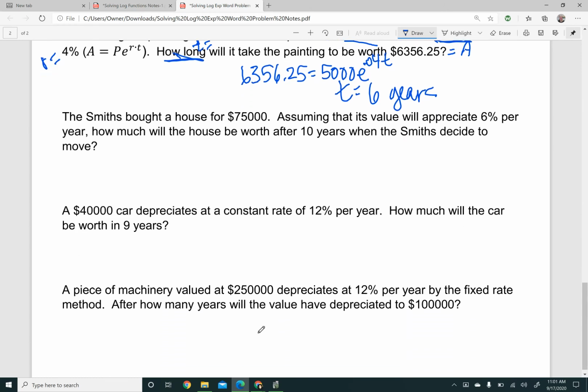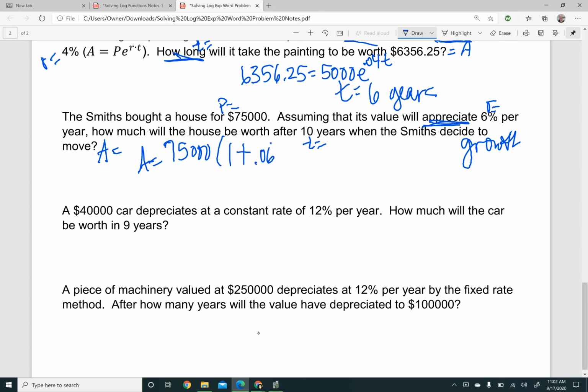So the Smiths bought a house for $75,000. So this is P. Assuming that its value will appreciate 6% per year, how much will the house be worth after 10 years? So if we're just talking about appreciating, this is growth, okay? So we're looking for A. So A equals 75,000 times 1 plus 0.06 raised to the 10. And so we have all numbers here. So we just plug that right in our calculator.